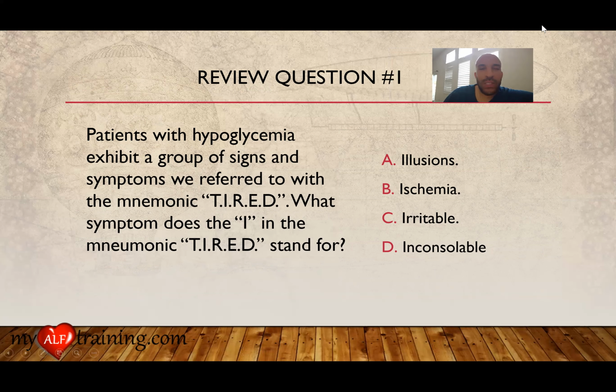So review question number 1, just to see how you guys were paying attention and remembering the information we talked about today. The first question is, patients with hypoglycemia exhibit a group of signs and symptoms we referred to with the mnemonic TIRED, T-I-R-E-D. What symptom does the I in the mnemonic TIRED stand for? Is it A, illusions, B, ischemia, C, irritable, or D, inconsolable? And I'll give you a moment to answer that, and then we'll go through the correct answer.